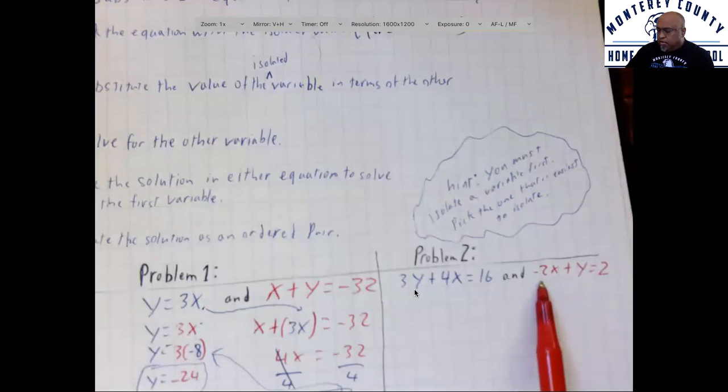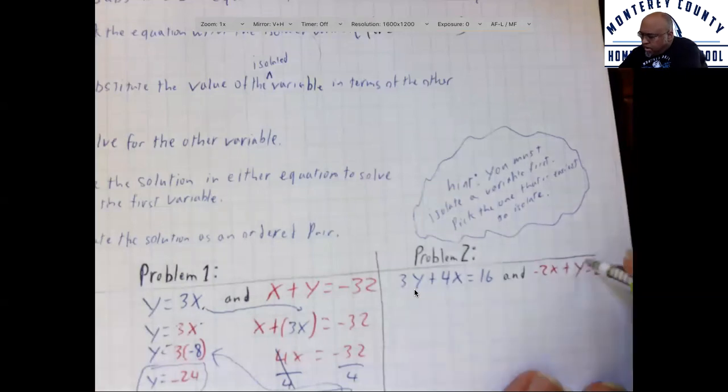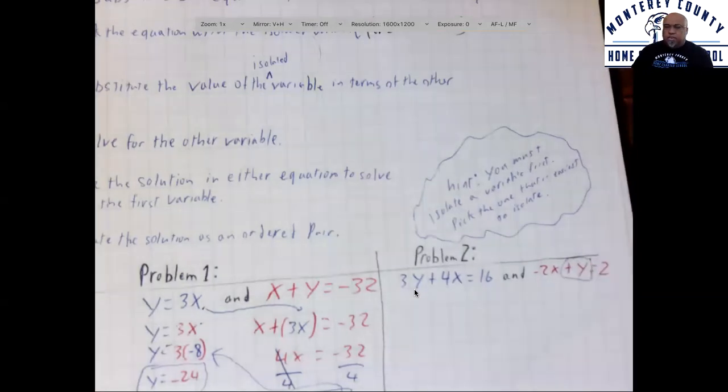I have negative 2x, obviously has negative 2 being multiplied to it, and y has, well, nothing. It has 1 being multiplied to it, so 1 times y is still y. So the variable that I'm going to choose to isolate is y, because it's the easiest to isolate.